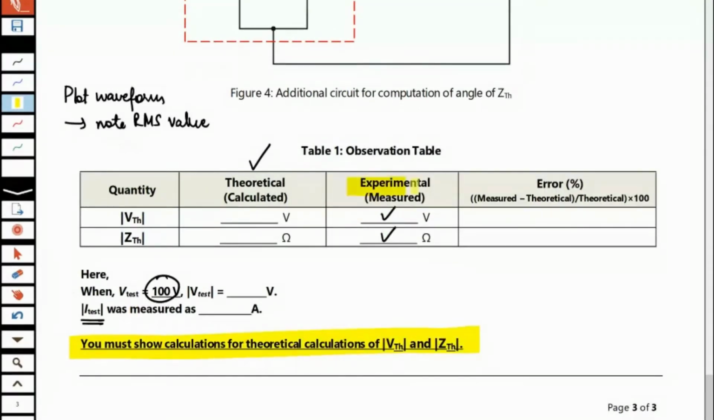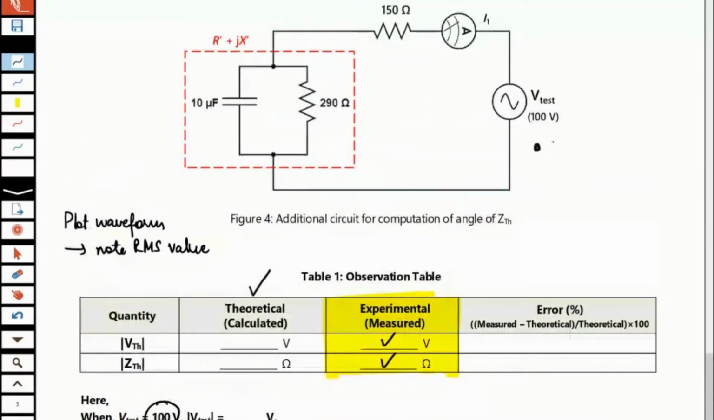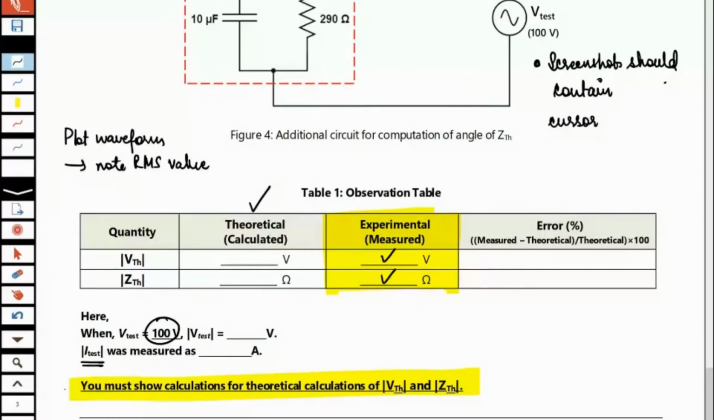Measured values are fine; how you measured them, you will take screenshots and put them in the report. Another very important thing: your screenshots should contain readings, meaning cursor readings. Because for this experiment, you do not have to make any Tinkercad schematic. You do not have to make any video either. But you need to show detailed calculations in your report.